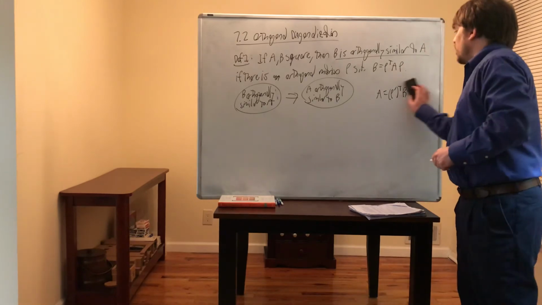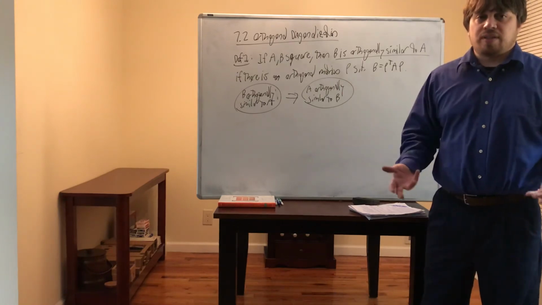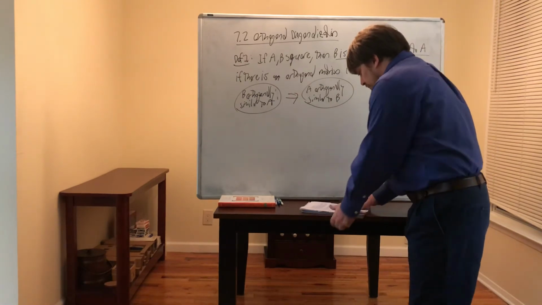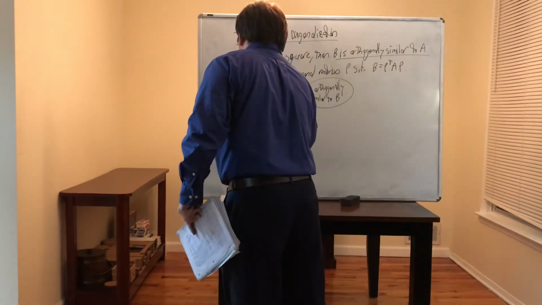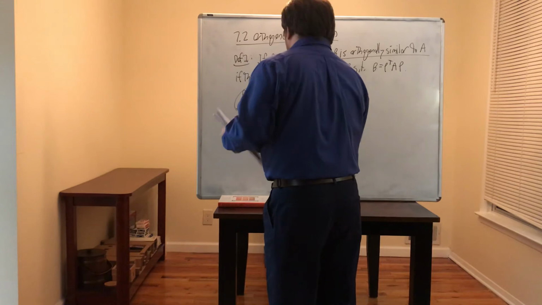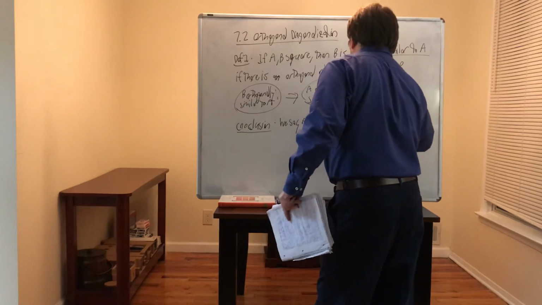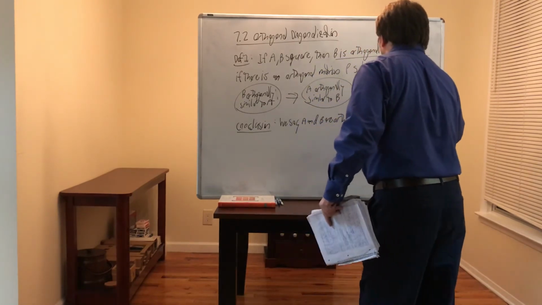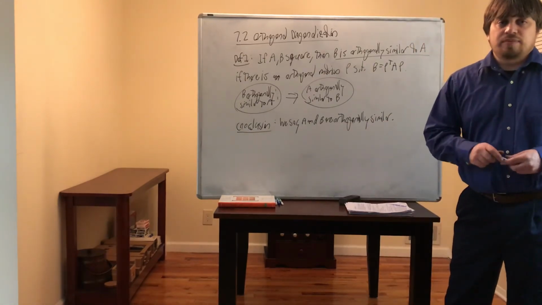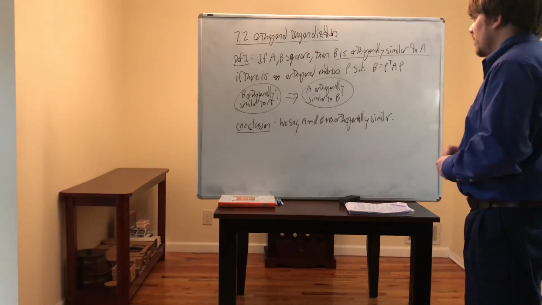Okay. And so when one matrix is orthogonally similar to the other, we can just say that they are both orthogonally similar. Okay. So the conclusion of that is just that we say A and B are orthogonally similar. Okay. Either they're orthogonally similar or they're not orthogonally similar. We won't say one is orthogonally similar to the other.